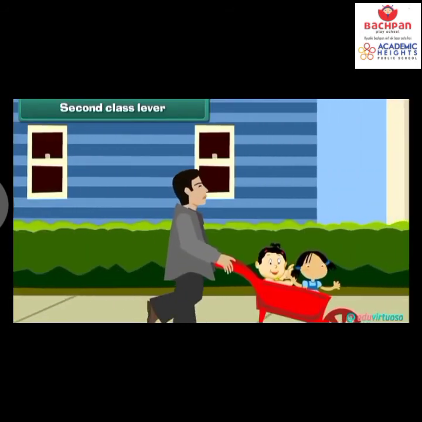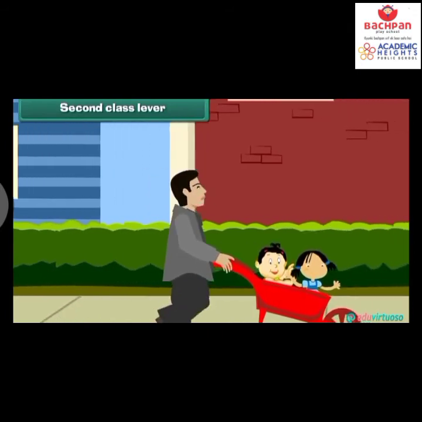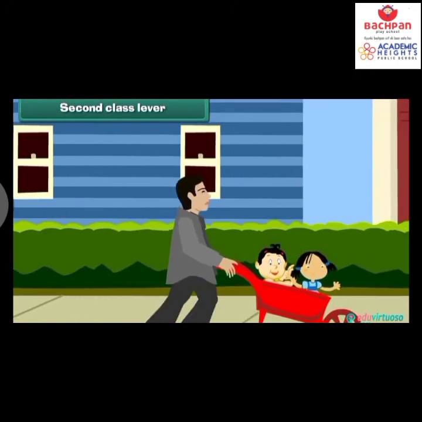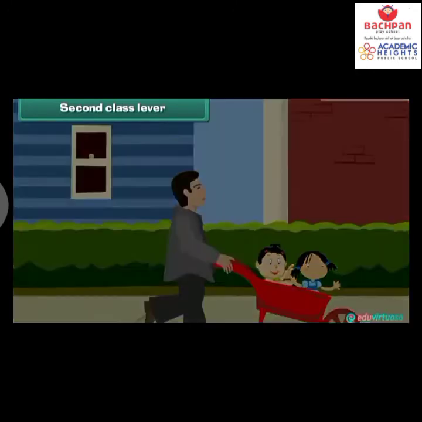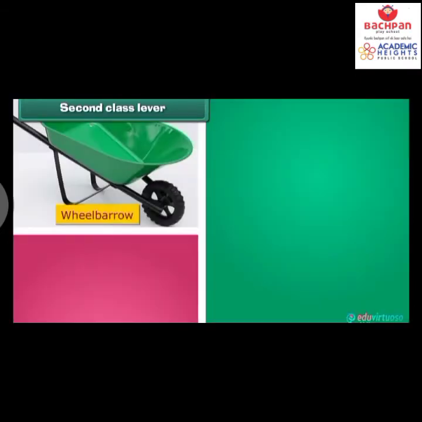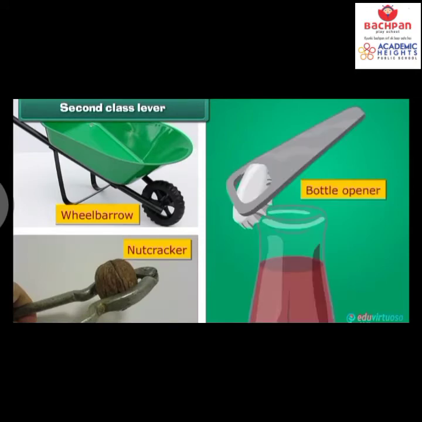Now the second class lever. When a person is taking kids out for roaming, he is using a second class lever. In the second class lever, the effort is on one side, the fulcrum is on the other side, and the load is in the center. The examples are the wheelbarrow, the nutcracker, and the bottle opener.